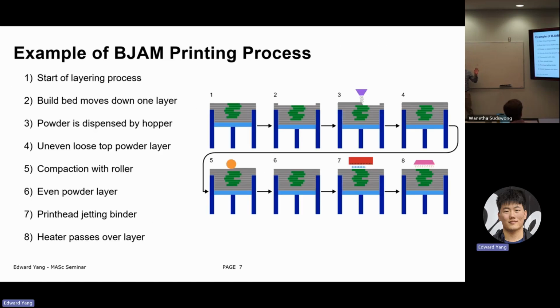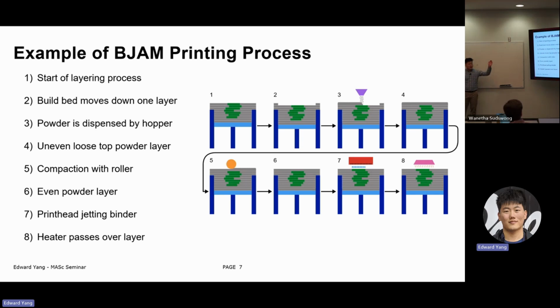So looking at just the printing process itself, it's a layer by layer process. This diagram goes over the 8 steps, but generally the way it works is there's a powder bed, it moves down by 1 layer, a fresh layer of powder is deposited on top, in this case by a hopper, and a roller is then passed over it that rotates to compact it into a dense layer.